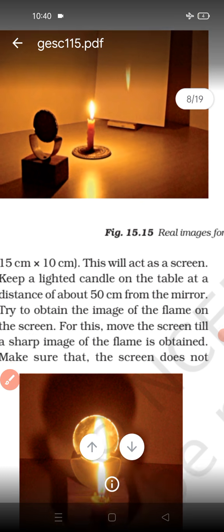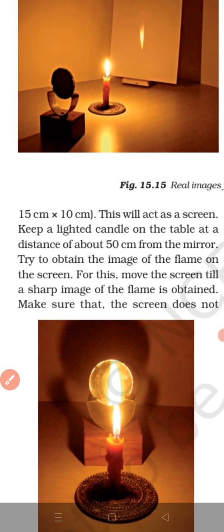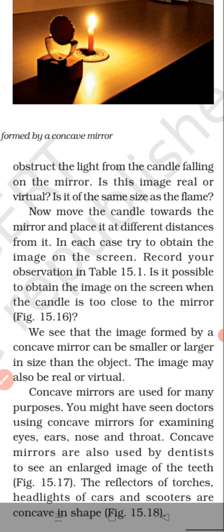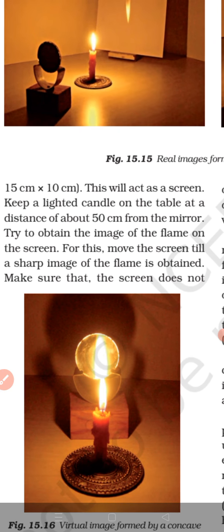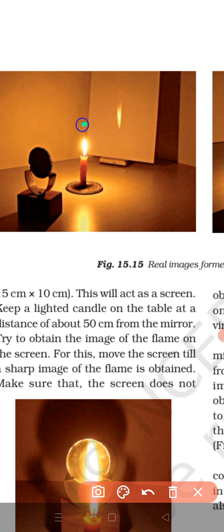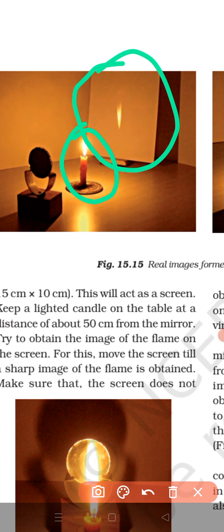For this you have to move the screen till a sharp image of the flame is obtained. As you can see over here, a sharp image is obtained, right? Make sure that the screen does not obstruct the light from the candle falling on the mirror. When you get a sharp image of the object, the candle flame, you will get it on the screen, just like this.